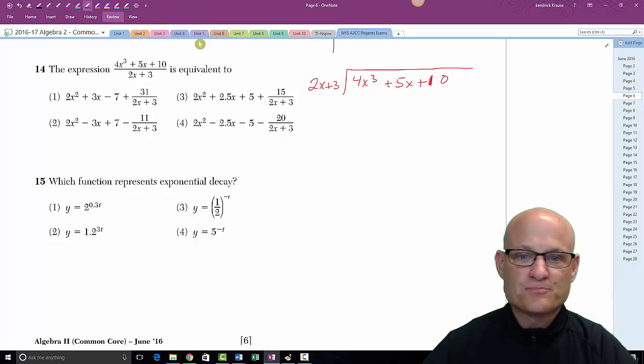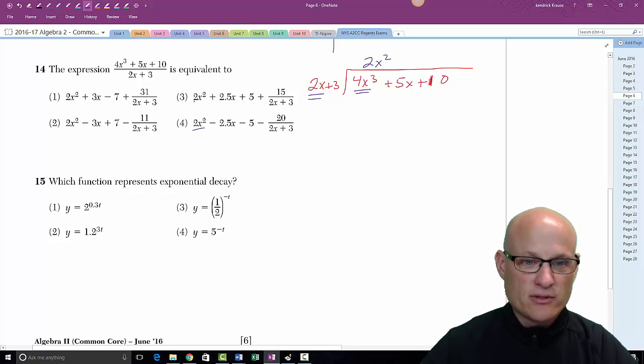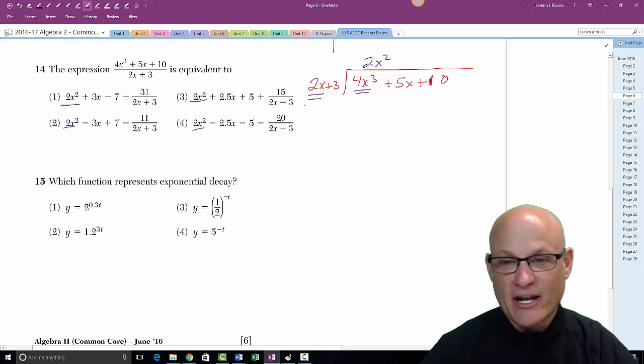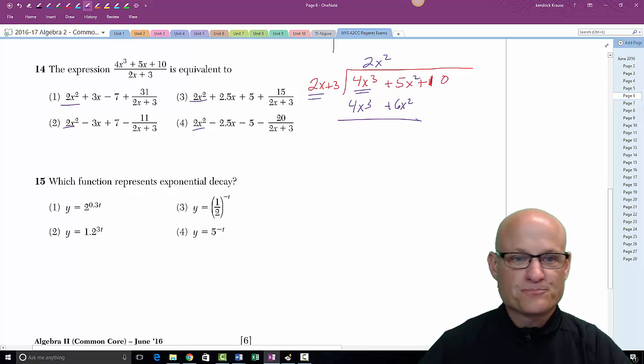All right, let's do this. How many times does 2x go into 4x cubed? Oh, 2x squared. All right, good. So we do 2x squared times 2x. I get 4x cubed. 2x squared times 3 is plus 6x squared.